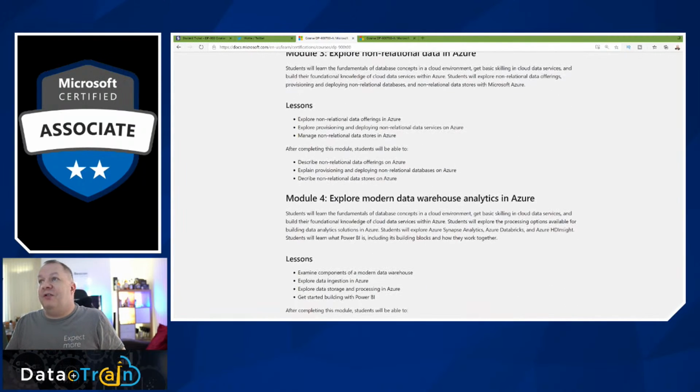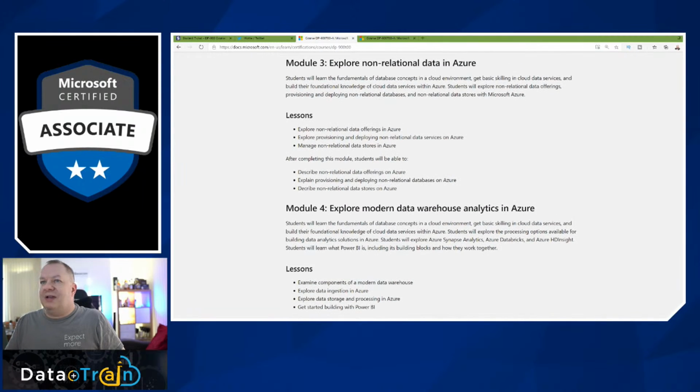Module three, we focus on the non-relational databases. So we're going to see that this is all about those non-relational databases. Predominantly, we're talking about Cosmos DB, but there are some other non-relational databases as well. We're going to go in and talk about what those are. Azure storage as well. So how do we store data? How do we get data in and out of those systems? Lots of offerings there around that. So we're talking about how we do that, how we revision it, how we deploy those, how we work with other relational systems as well.